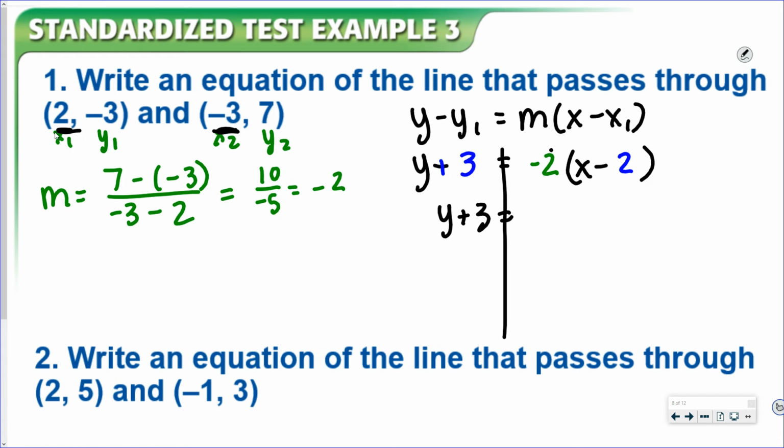Write this in slope-intercept form. Make sure -2 times -2, we get +4. I know this seems easy, but I'm not kidding you. A lot of you made mistakes like that on your test. Distributing negatives to negatives, okay?